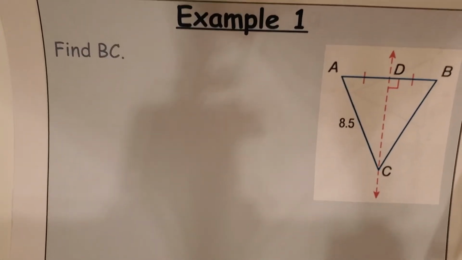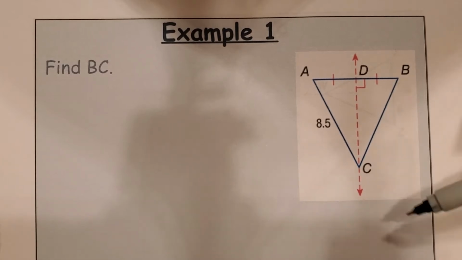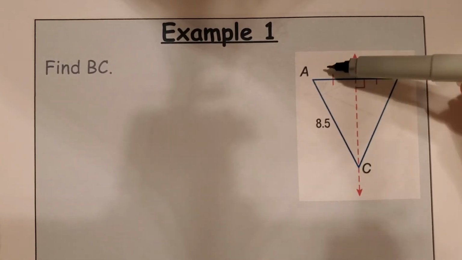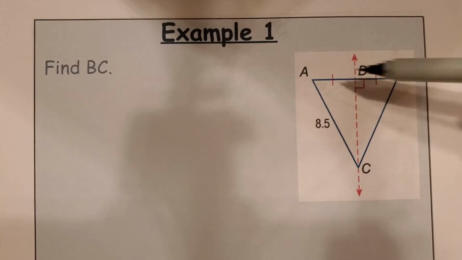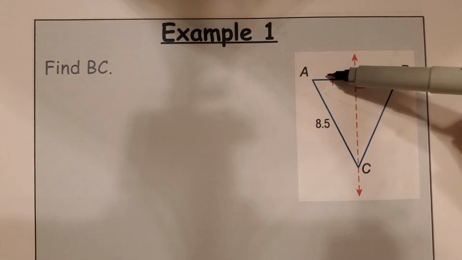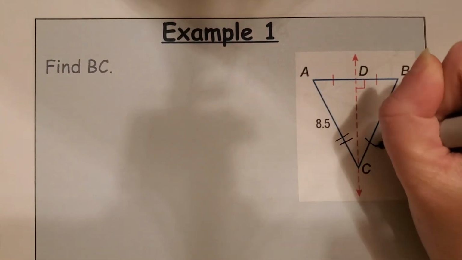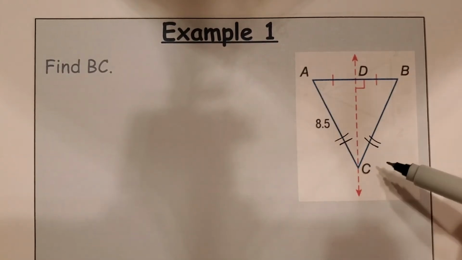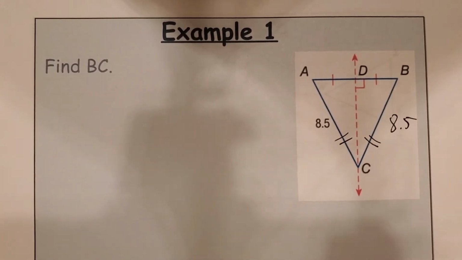If we're asked to find BC, what do we know? We have triangle ABC. We have segment CD that is perpendicular to AB, and we have AD congruent to DB, which means D is the midpoint of this side, so CD is the perpendicular bisector of AB, which means AC is congruent to CB. So if AC is 8.5, BC, or CB, same thing, also has to be 8.5. Really long explanation for a really simple problem, but that's it for this one.